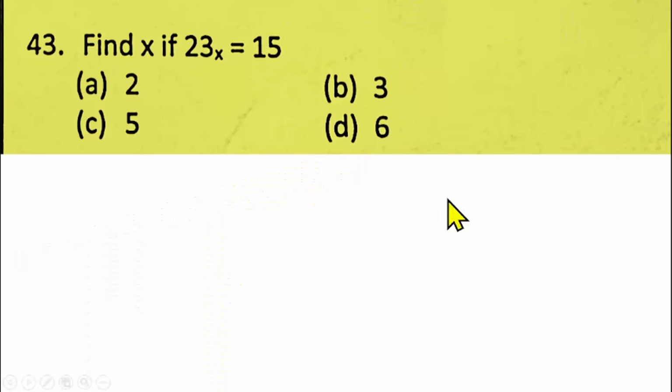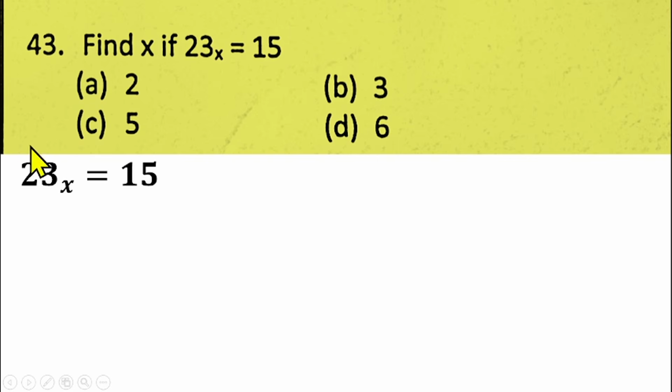Question number 43 is from the number base as well. We have 23 base x is equal to 15. So you have to find the value of x. All you need to do is to change the left hand side to base 10. The 15 is already in base 10 since we are not given any base. So that means it's automatically in base 10.